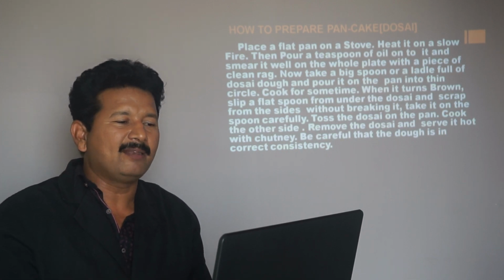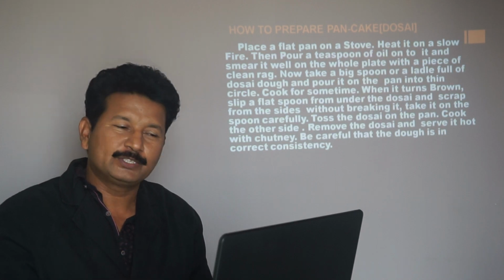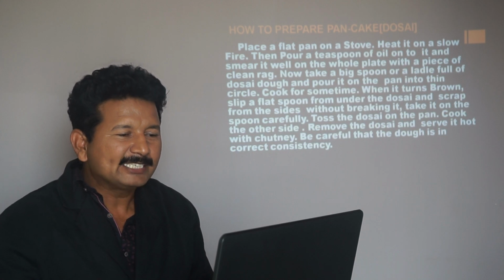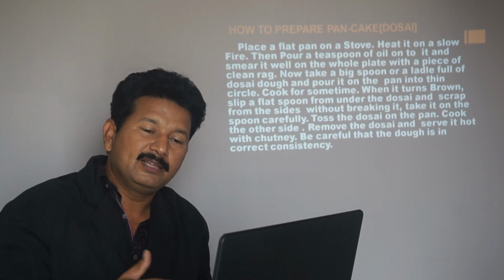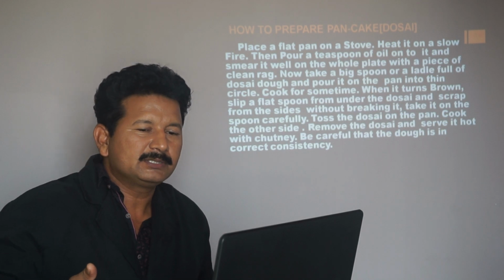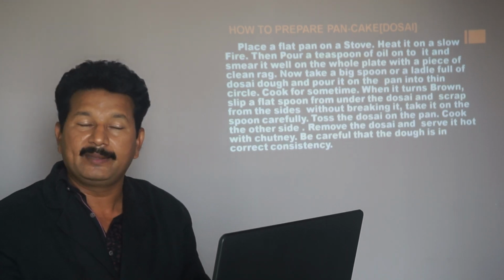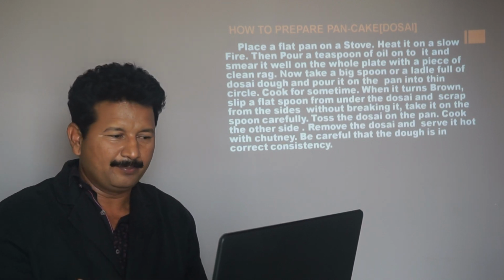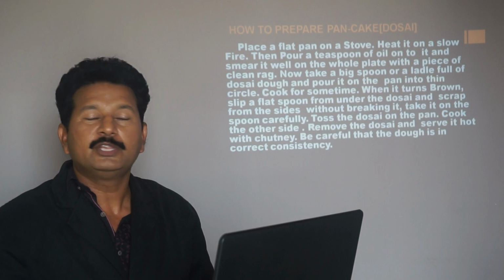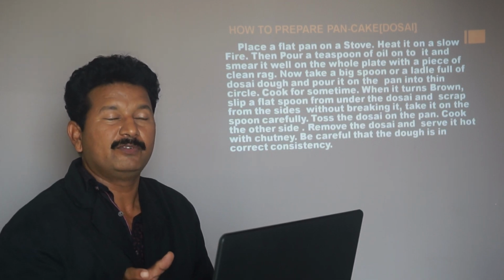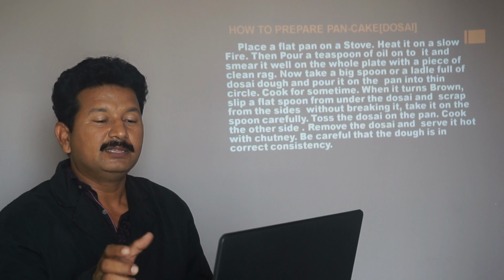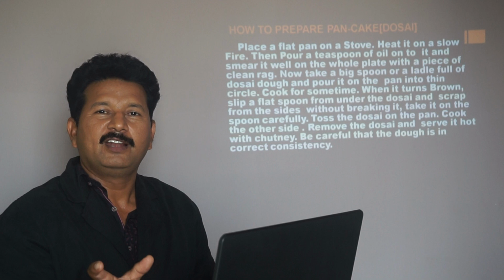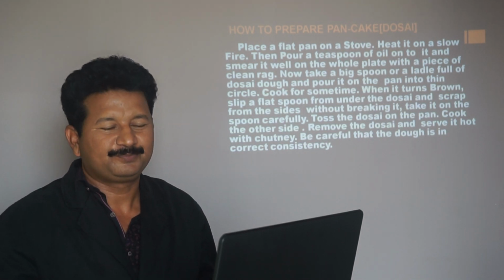and pour it on the pan into a thin circle. Cook for some time. When it turns brown, slip a flat spoon from under the dosa and scrape from the sides without breaking it. Take it on the spoon carefully. Toss the dosa on the pan. Cook the other side. Remove the dosa and serve it hot with hot chutney. Be careful that the dough is in correct consistency. So your hot, delicious dosa is ready.